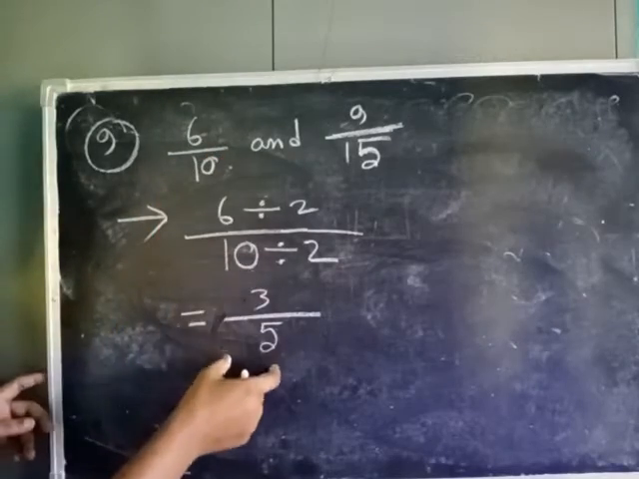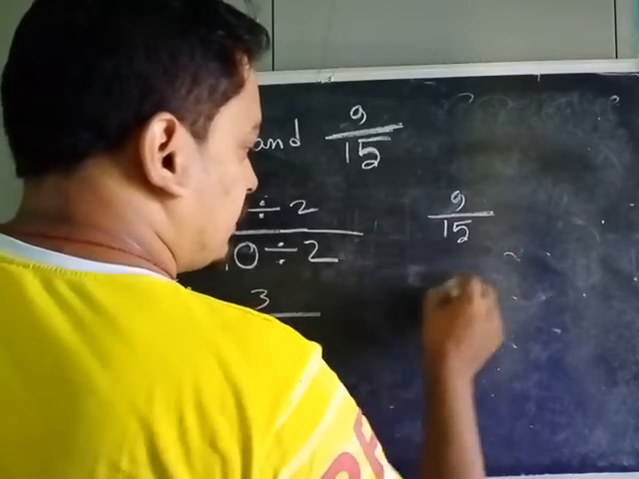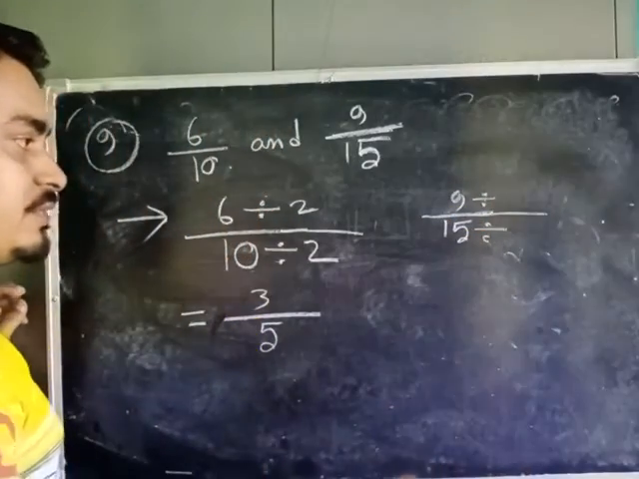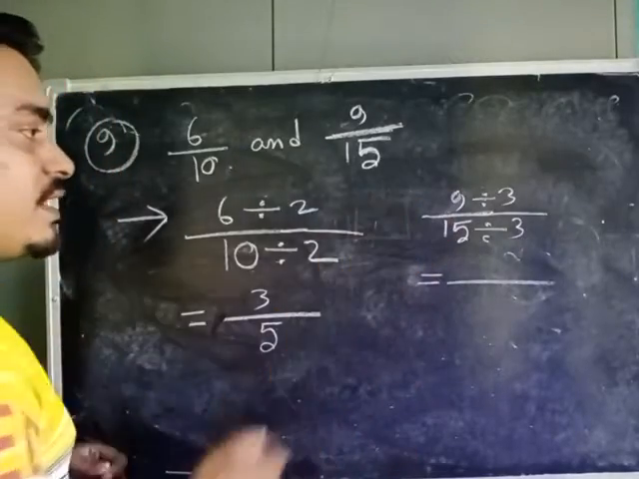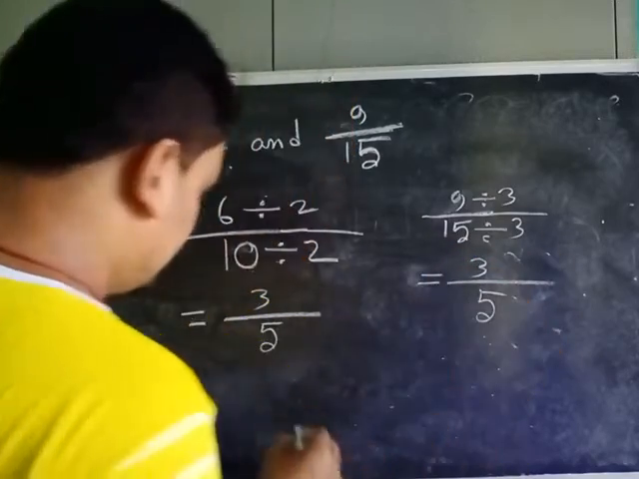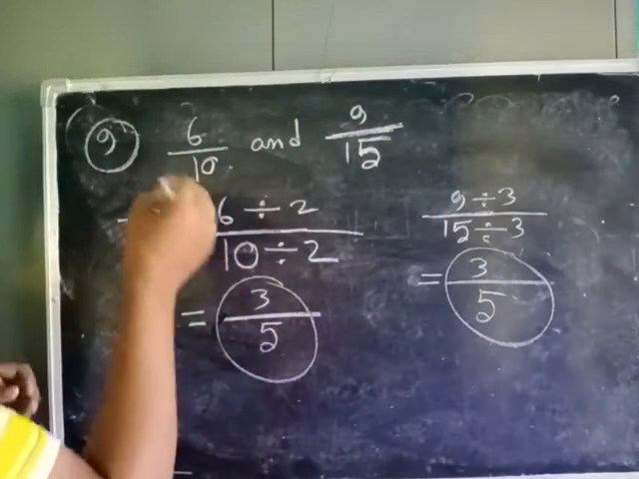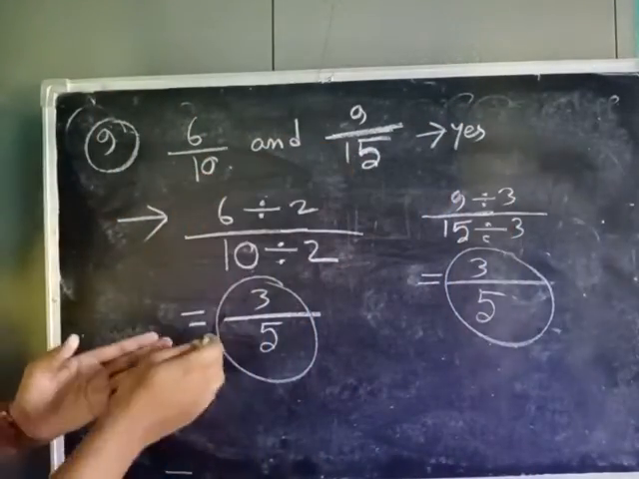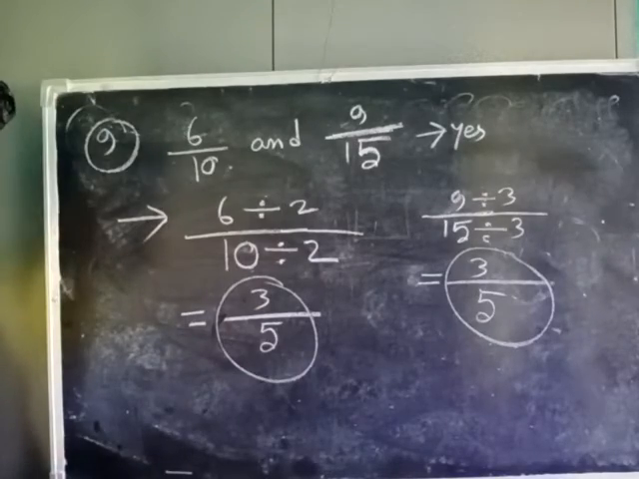So for this fraction we have 3 by 5, and for the other fraction, 9 by 15, we have to think which number can divide both numbers. Just like the previous one, if you take the number 3, then if you divide 9 by 3, 3 threes are 9, so our answer is 3, and if you divide 15 by 3 we get 5. Now you see the reduced form of this fraction and the reduced form of this fraction are the same. That means we can write that yes, these are equivalent. And if we get a different fraction after reducing, then we will say no, these are not equivalent.